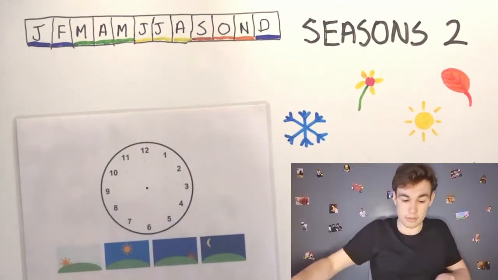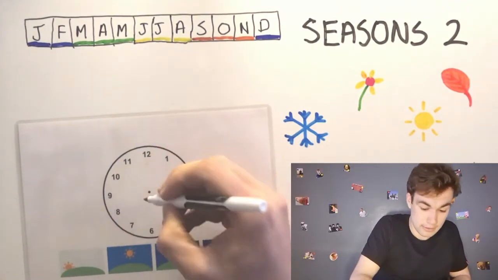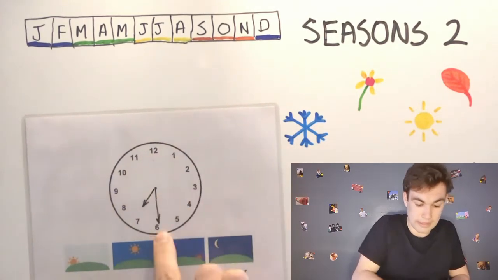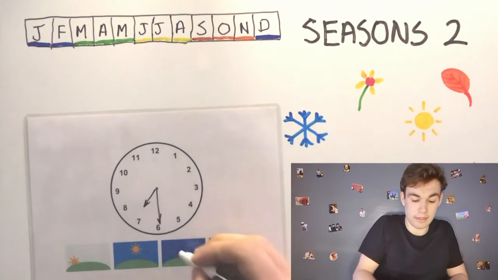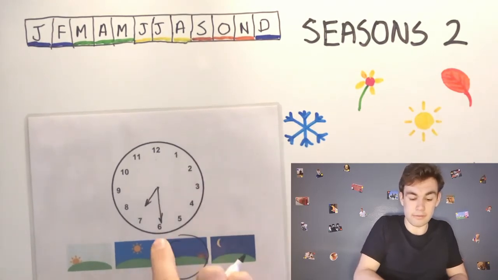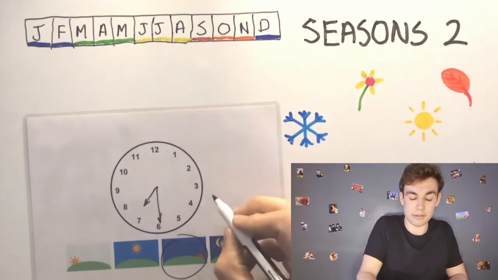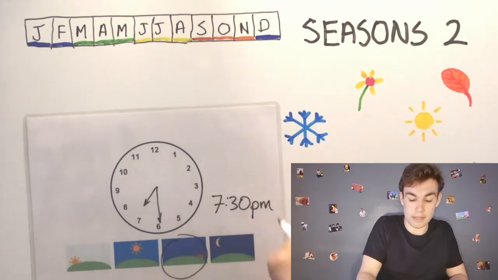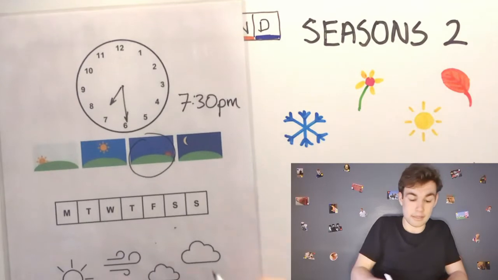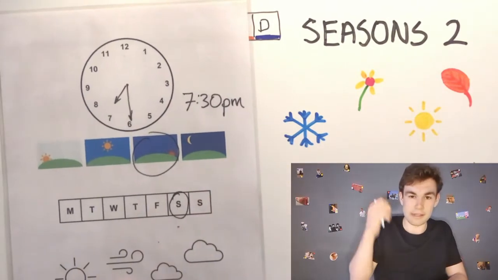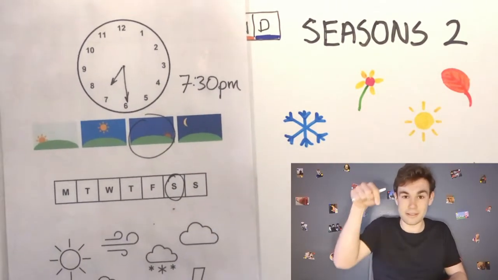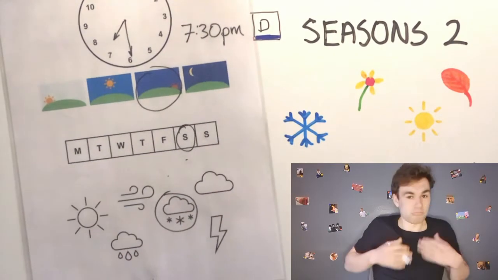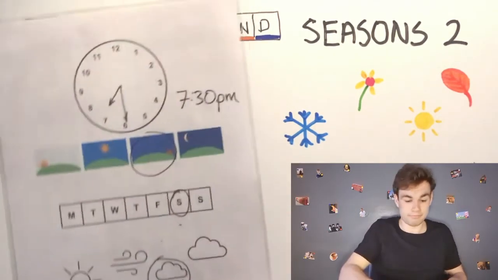Right now, the time is 7:30 in the evening, or 7:30 p.m. And today it is Saturday. Right now, the weather is snowing. It is cold outside.